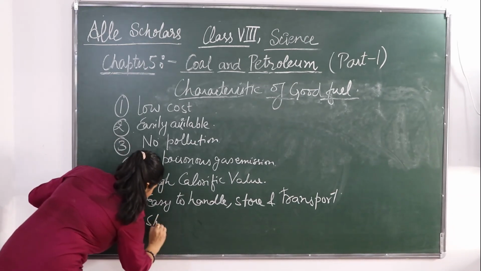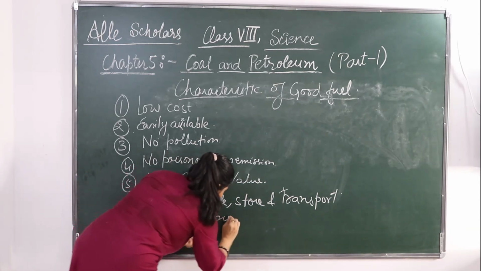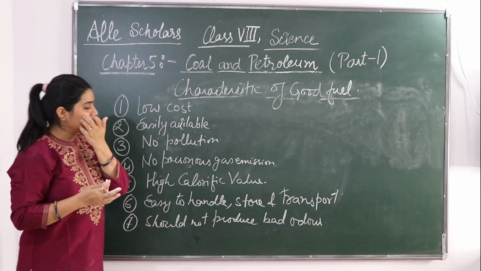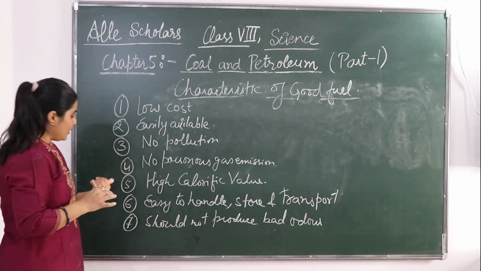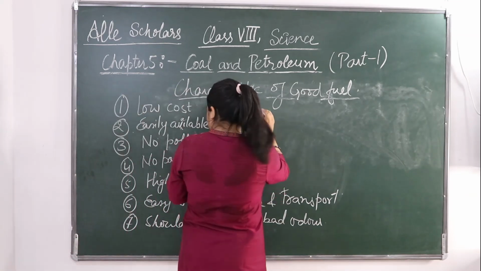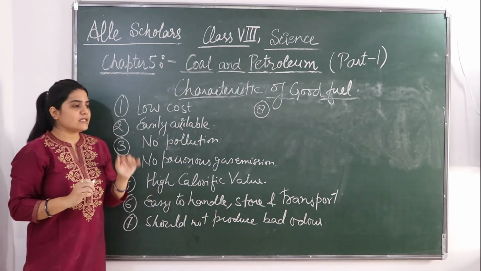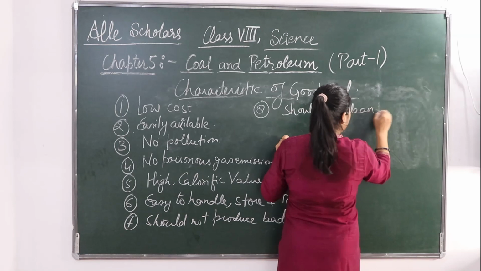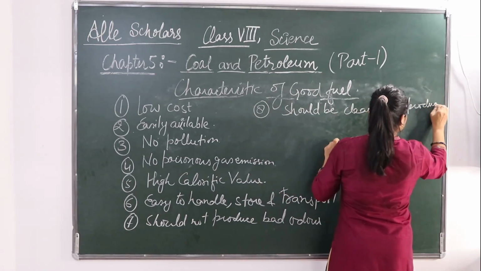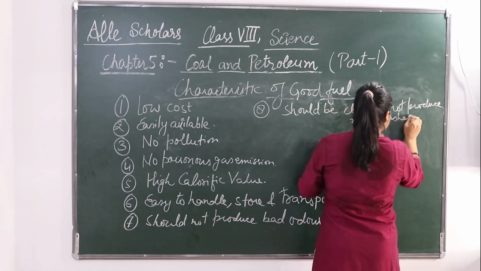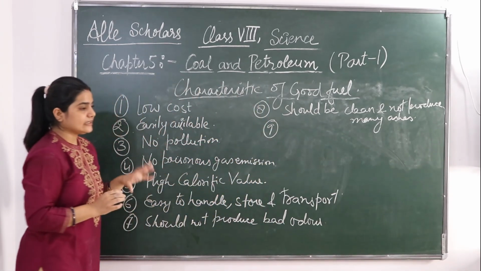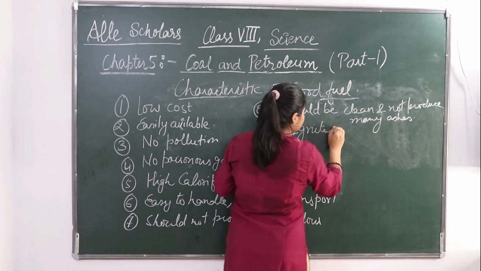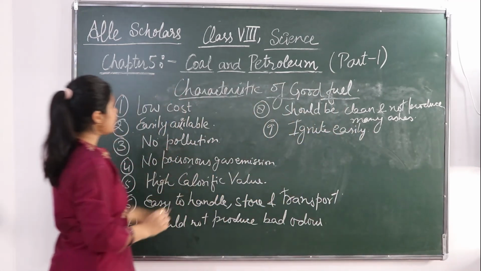Next is that it should not produce bad odor, means it should not give a bad smell. Next is that it should be clean and should not produce many ashes. And the last and very important thing is that it should not ignite easily at room temperature. So these are the features of a good fuel.